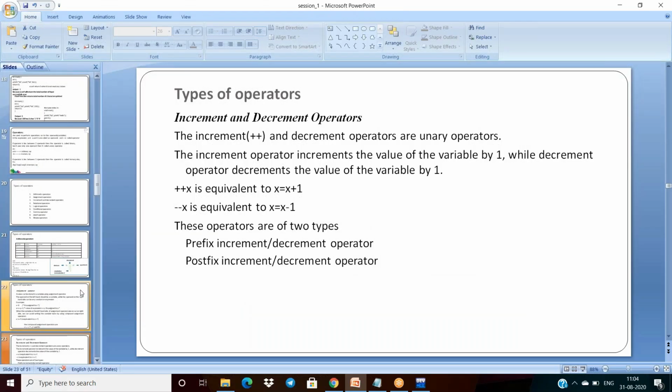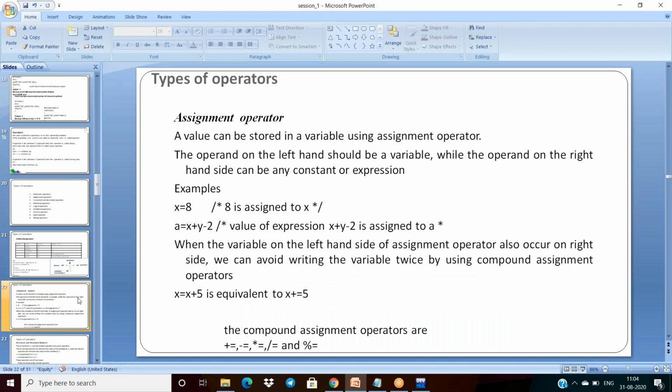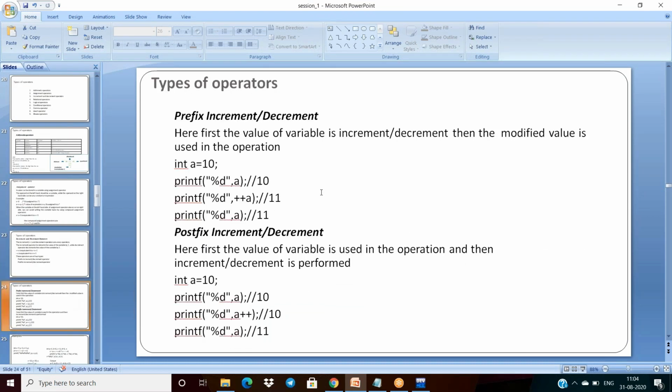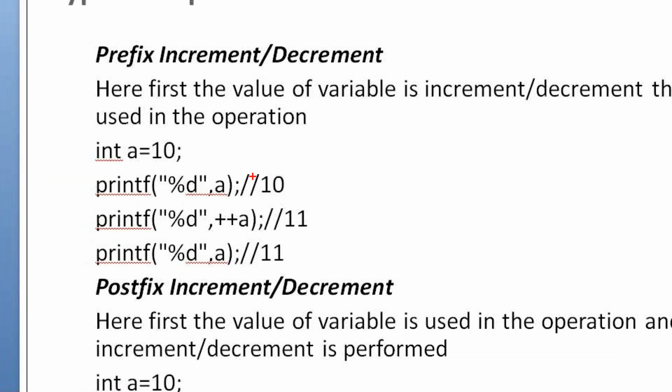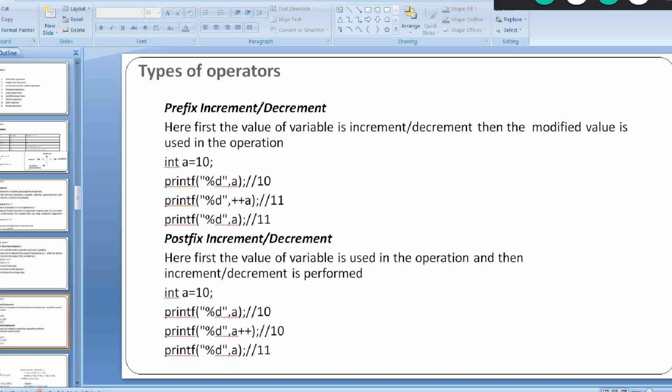What is pre and post? In the case of pre-increment, first the value of the variable is incremented or decremented. Whether it is pre-increment or pre-decrement, the value is first modified, meaning either incremented or decremented. And this modified value is assigned later in the application.